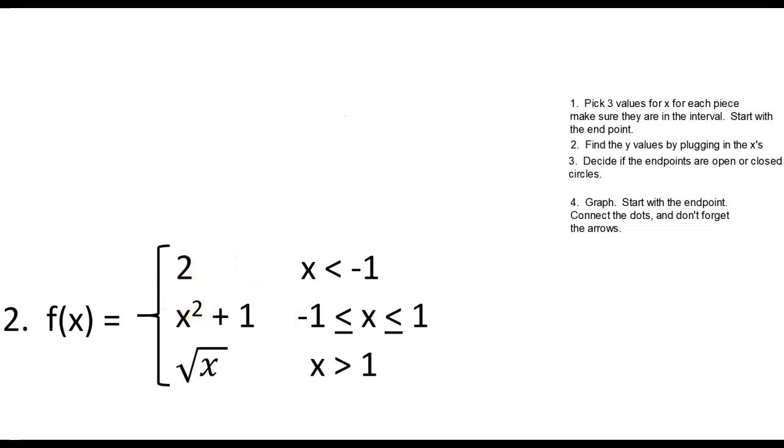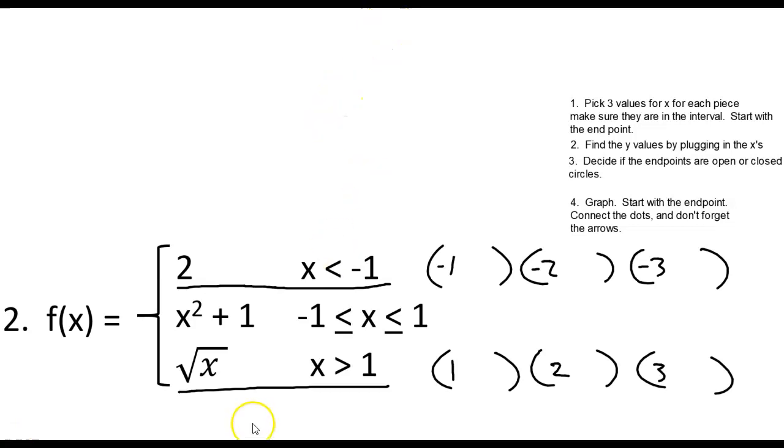I would like you guys to pause the video here and see if you can do the first step for this first piece only. Only do the first piece. Actually, once you do the first piece and the second piece, the middle one's kind of weird, so hold on to that for a minute. But for now, do the top and the bottom one. Do step 1. Pick 3 values for x for each of those 2 pieces, make sure they're in the interval, and start with the endpoint. When you unpause the video, you'll see the solution.